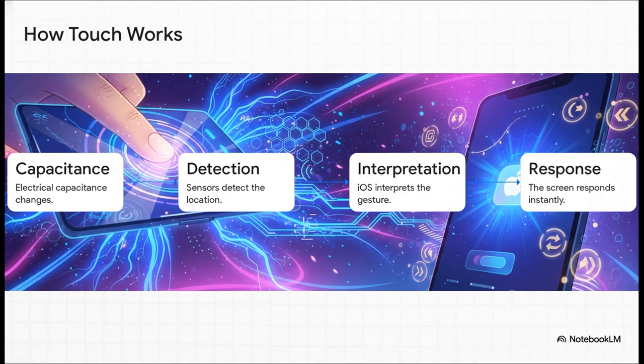When your finger touches that capacitive touchscreen, you literally alter its electrical field. You're actually drawing away a tiny bit of charge. Instantly, microscopic sensors detect the exact precise location of that change. iOS jumps right in, interprets the gesture, figuring out, okay, is this a tap, a swipe, a pinch, a long press, and then the screen responds. And the craziest part? All this happens instantly.